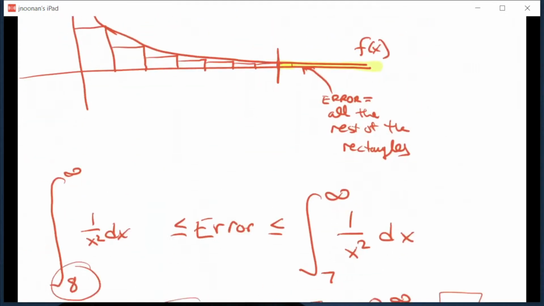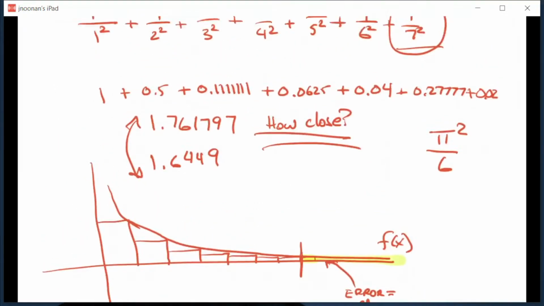And so that's what this remainder does for you, it tells you how close you can expect to be to the truth if you just add a certain number of terms. So that's another reason why we like the integral test. So remainders for the integral test is just the rest of the series.